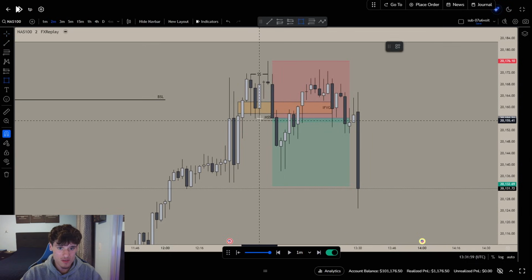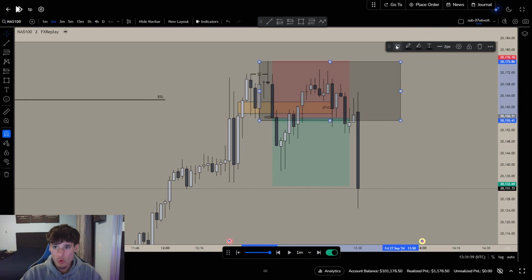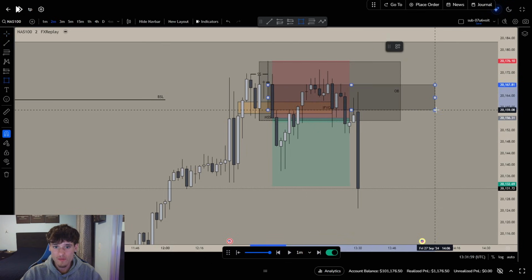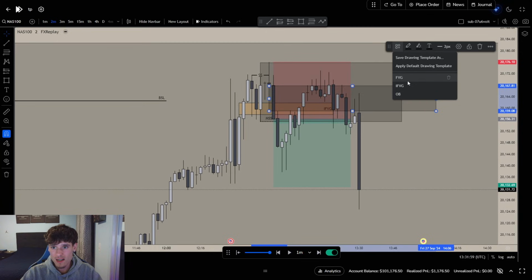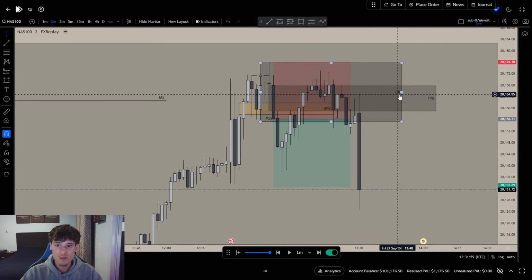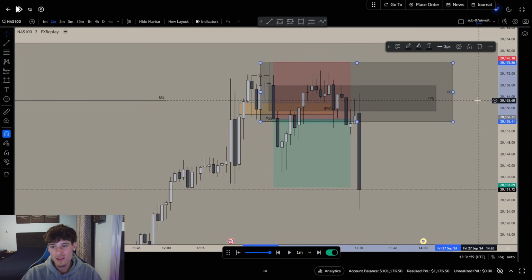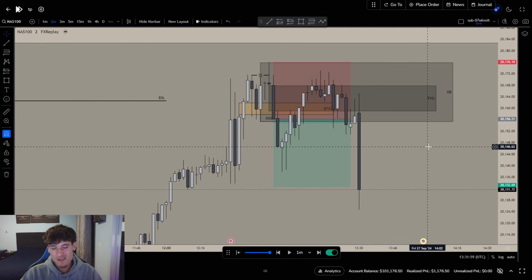Also, others can say we had an order block. So that's why it came into this area. And on top of it, we had a fair value gap inside of the order block. I don't know if you guys know what it's called, but this is called a unicorn model. Don't ask, weird name, but that's what it's called.